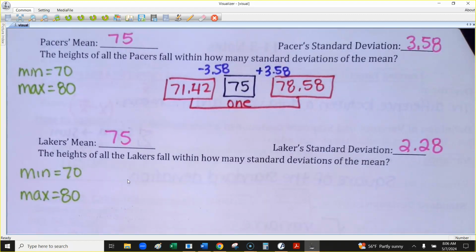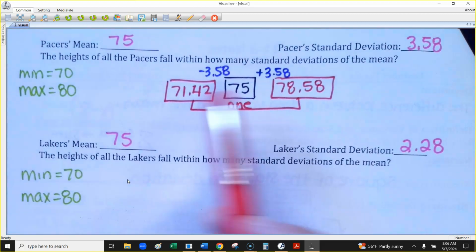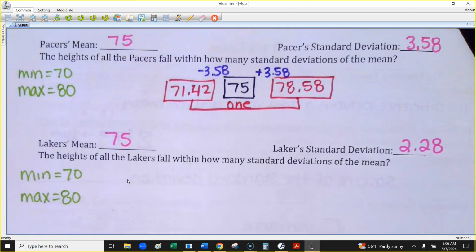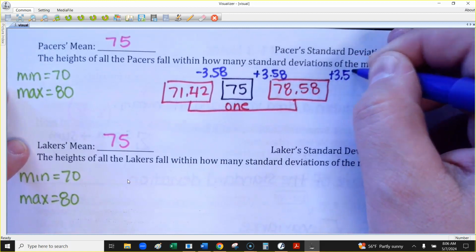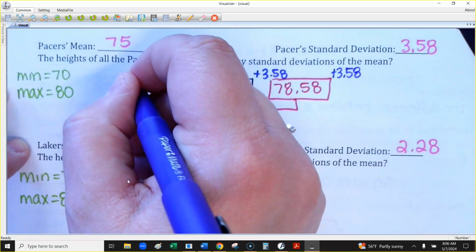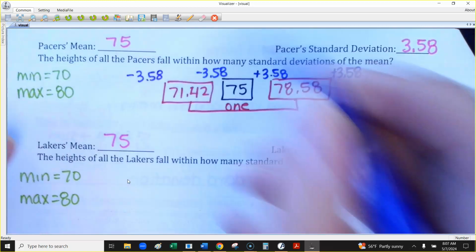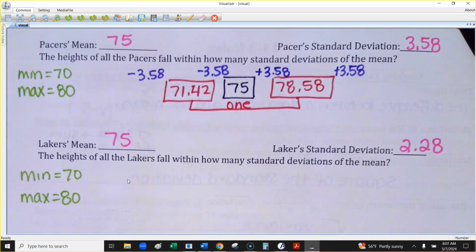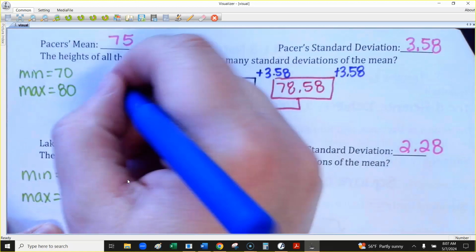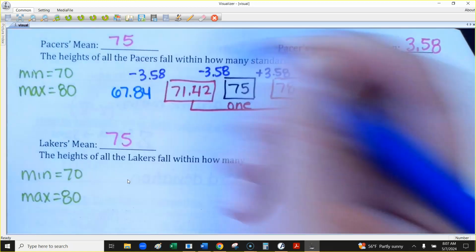Does that cover all the heights of the people on the team between those two values? No, I got to get down to 70 and up to 80. So I'm just shy of that, so we have to repeat that process. All you do, the same thing, from where you were at, I'm going to add 3.58 on the right side, and subtract 3.58 on the left side. So we're going to have to at least go out one more. If I do 71.42 minus 3.58, that puts me at 67.84. So we should be good on this end.